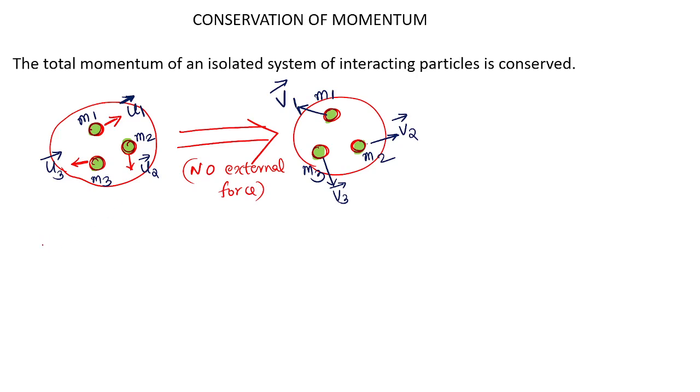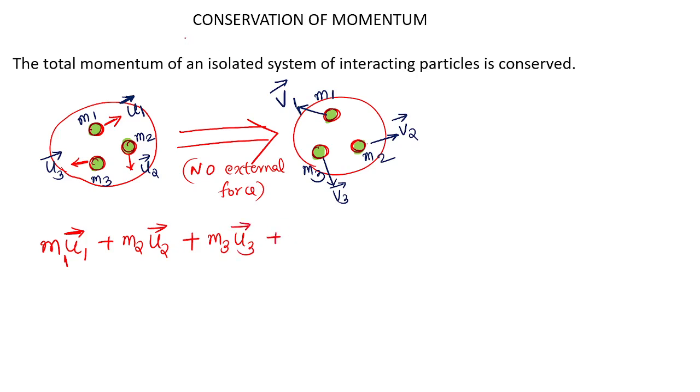What is the initial momentum? The momentum of the first mass is mass into velocity, m1 into u1. When I discuss the question, I will explain. m1 u1 is the momentum of the first mass, m2 u2 is the momentum of the second body, m3 u3 is the momentum of the third body, etc.